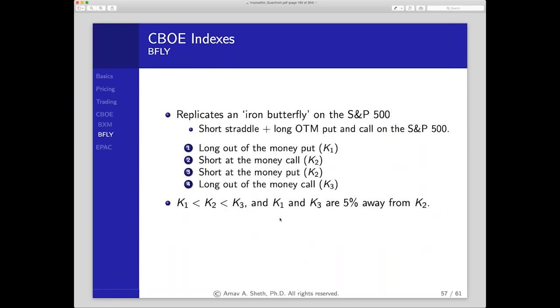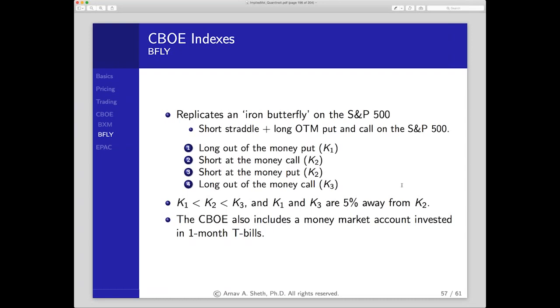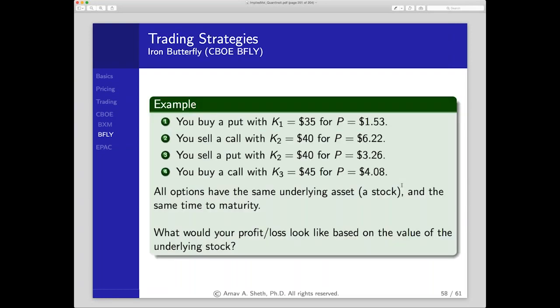All right, and the last one is somewhat complicated. It's an iron butterfly, and it involves 4 options with 3 strikes, and this particular index are all options on the S&P 500 and the out of the money strikes are about 5%. The K2 is the middle strike. So what you're doing is you're selling an at the money straddle, and you're buying an out of the money put and an out of the money call. Okay.